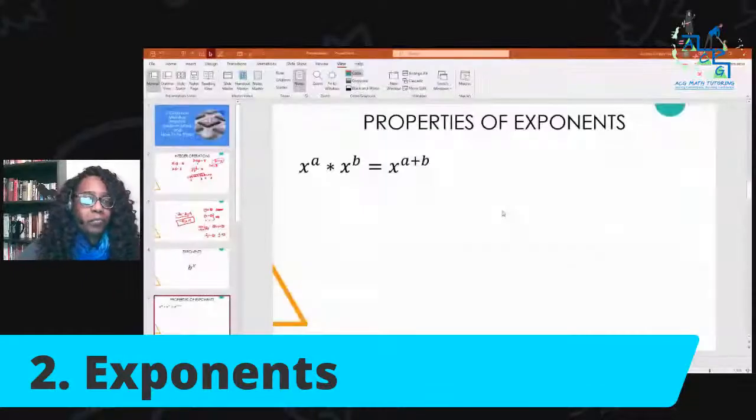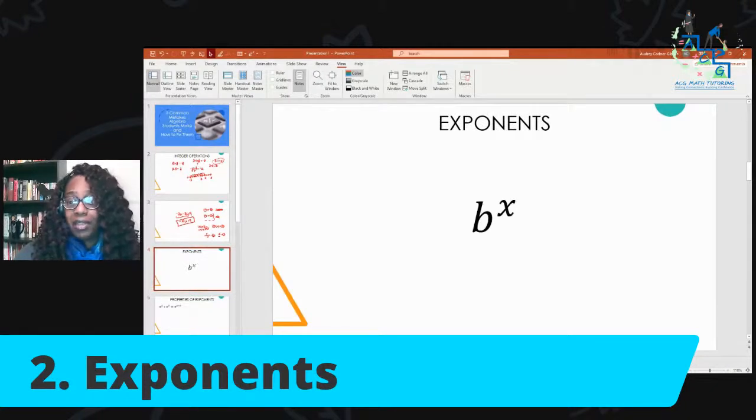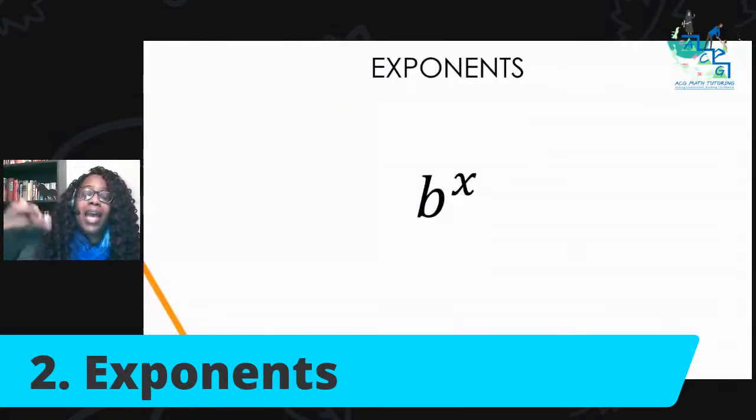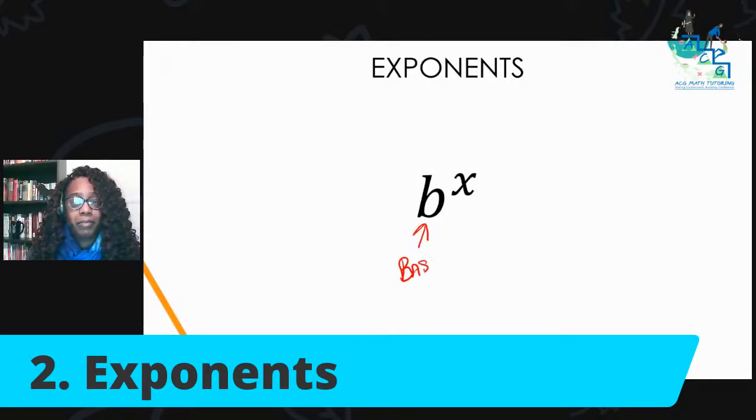So we talked about the integer operations. Now we're going to speak a little bit about exponents. Let's take a look at exponents. What is an exponent? Now, you have a base, you have a couple things. This one right here, this is your base. The number that is raised to a power, that's your exponent. So you have a base and you have an exponent.